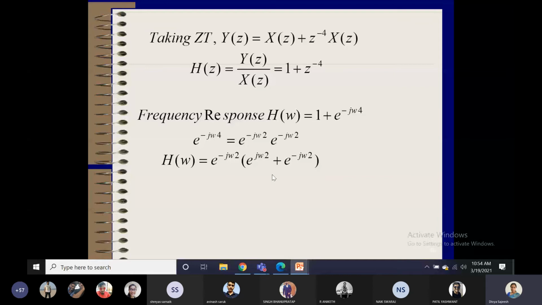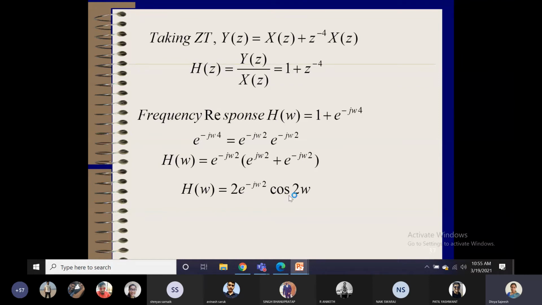So here I will divide and multiply by 2. Then only I can write it in terms of the cos term. So it will become cos 2 omega. I have skipped that step here: you have to multiply and divide by 2, then only this can be written in terms of cos 2 omega. So it will be 2 into e raised to minus j omega 2 cos 2 omega.